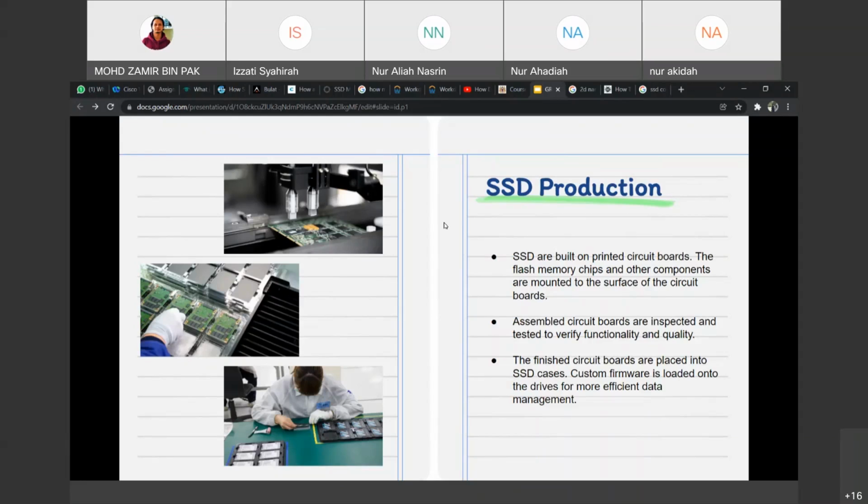The non-flash chips are placed onto this board and soldered in place with thin solder and gold wiring. The chips will be covered in a plastic casing to protect them. And then the whole assembly is placed into an aluminum case. The assembled circuit boards are inspected and tested to verify functionality and quality. And then the finished circuit board is placed into the SSD case and shipped. And then the SSD is ready to be shipped to the computer manufacturer or to a consumer.